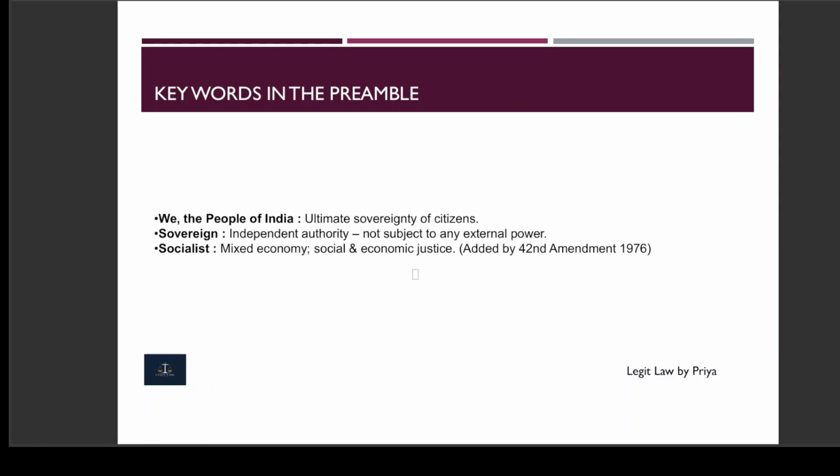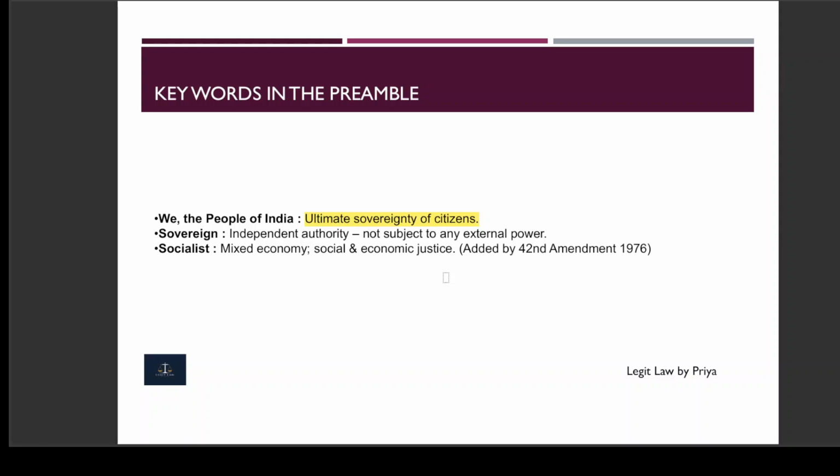So now let's understand the important words of the preamble. What are the keywords? The first one is "We the people of India." Our preamble starts with "We the people of India." It emphasizes that the ultimate sovereignty lies with the citizens themselves. It means the sovereignty of our constitution and of our country lies with the Indian citizens.